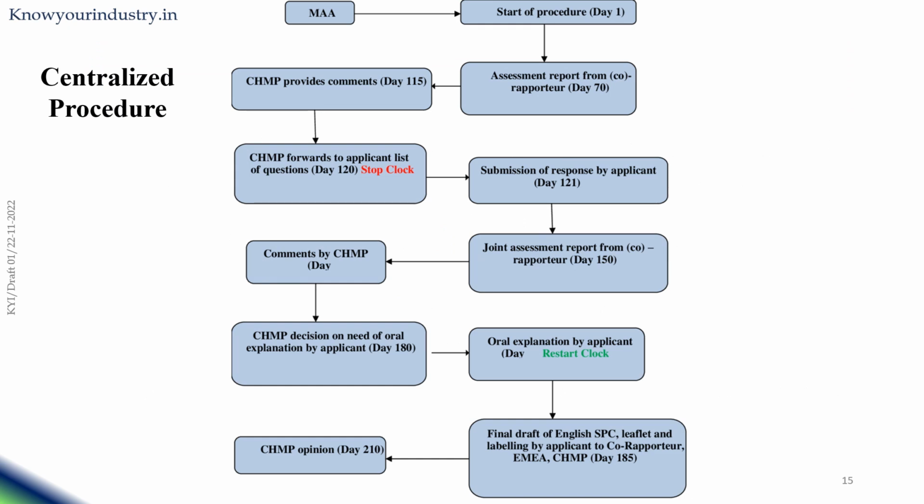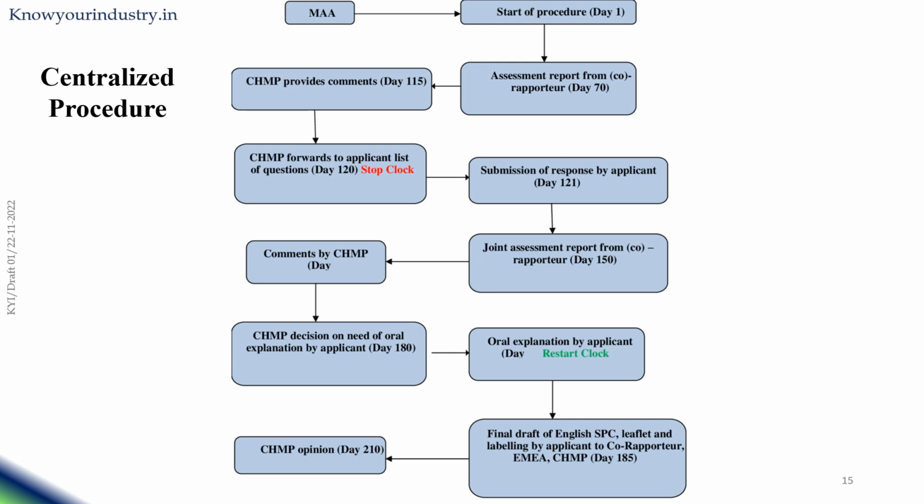This is the flowchart of the centralized procedure. When the applicant submits the marketing authorization application, day 1 is the start of the procedure. The assessment report from the co-rapporteur comes on day 70. Then CHMP provides its comments on day 115. CHMP forwards the list of questions to the applicant on day 120, and this is also known as the stop clock. Then the applicant submits the response, and on day 121 the clock restarts.